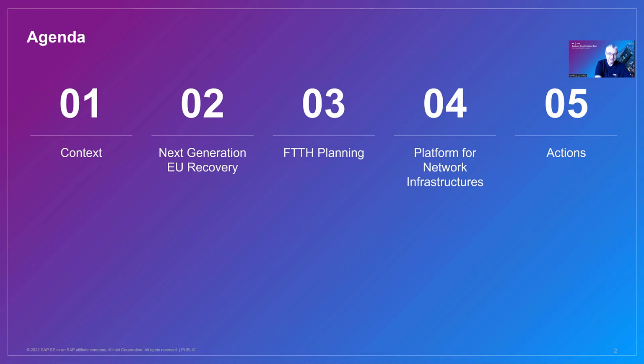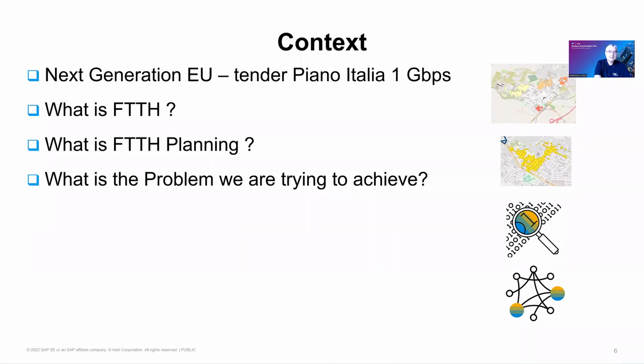So we will focus on planning and what is the platform for publishing the infrastructure during these government investments. What is the context? The context is there's a tender in several countries in Europe where the governments, Italy, Spain, and others, are investing for millions of households to have 1 gigabyte. And this is part of the recovery fund after the pandemic, Next Generation EU.